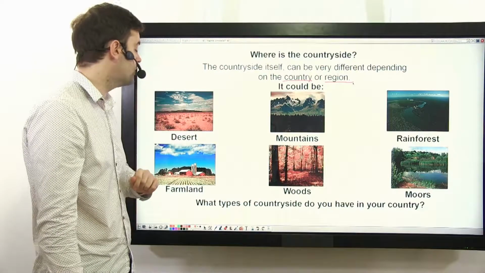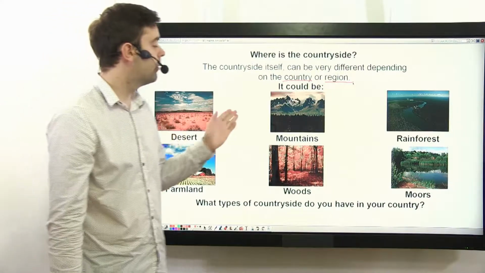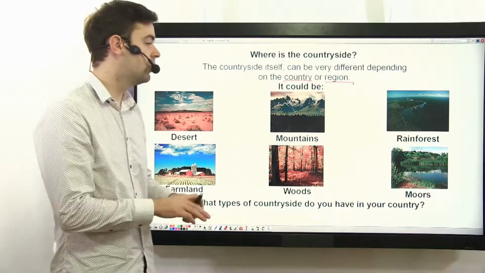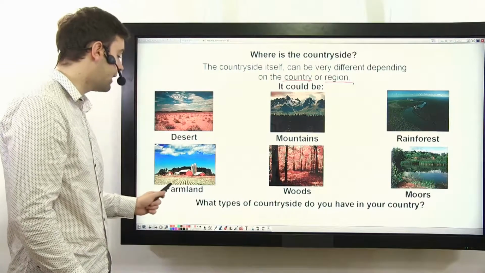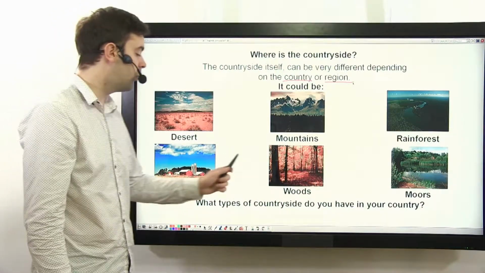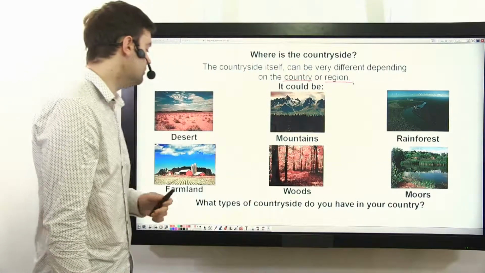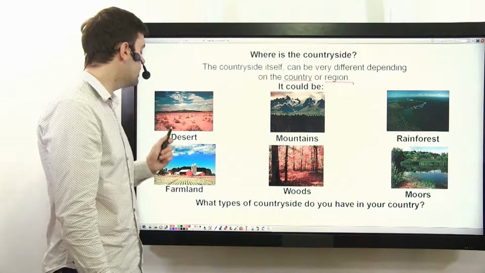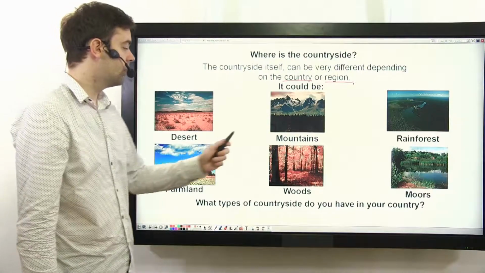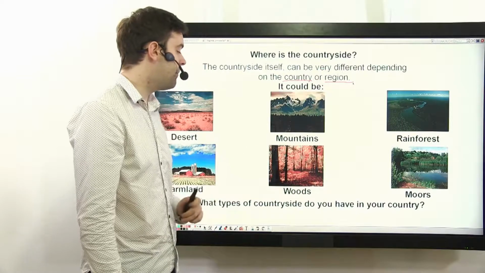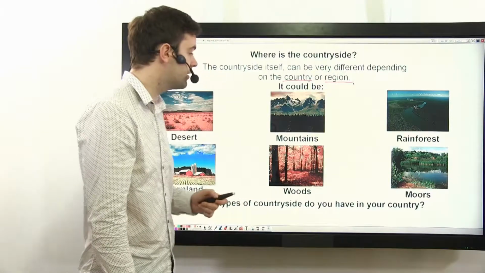The countryside could be desert, mountains, rainforest, farmland, woods, moors. Desert. D-E-S-E-R-T, desert. Mountains. M-O-U-N-T-A-I-N-S, mountains.